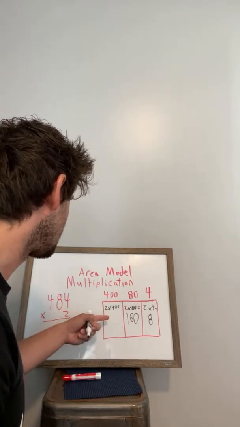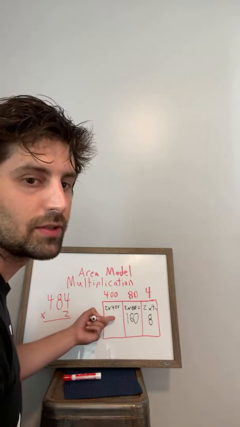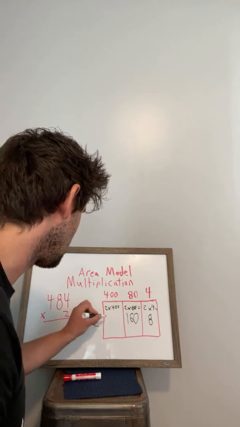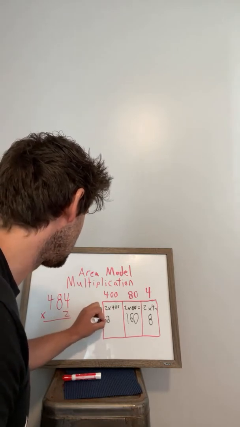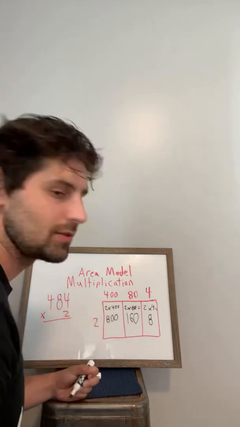2 times 400. So again, we're going to multiply 2 times 4, and then we're going to just add the zeros in 400 to our answer. So 2 times 4 is 8. There's 2 zeros in the number 400. So I'm going to add my 2 zeros there.